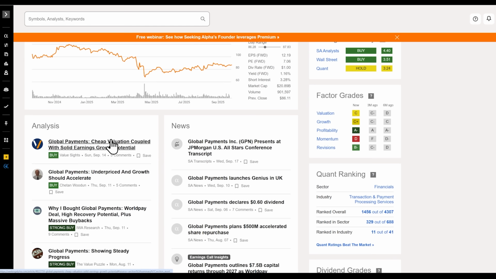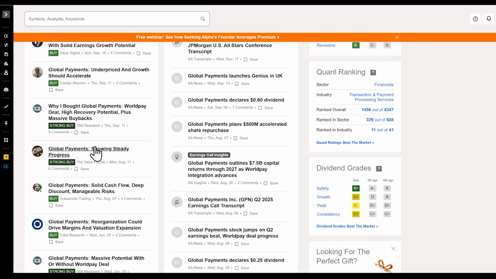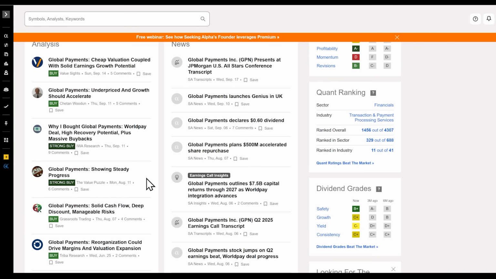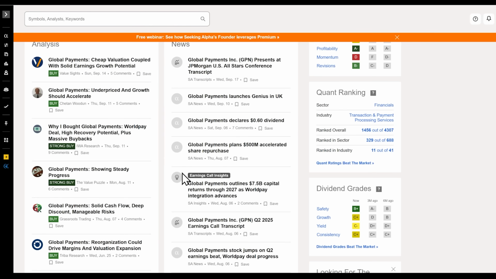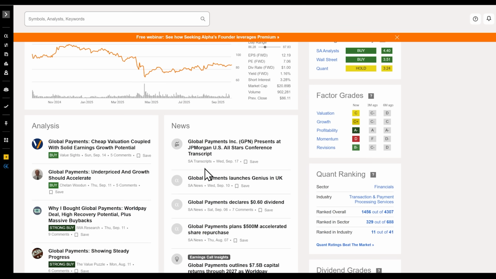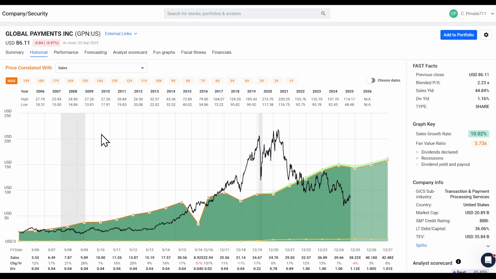When I look at judging analysts, like looking at Seeking Alpha, I've got all these analysts recommending buy and strong buy. They've outlined a $7.5 billion capital return through 2027 as the Worldpay integration advances. Again, I think that's a plus, but there is integration risk. Their earnings have continued to perform well. So all in all, I think we got a great stock here. But I'm basing that statement on my forecast of earnings going forward.